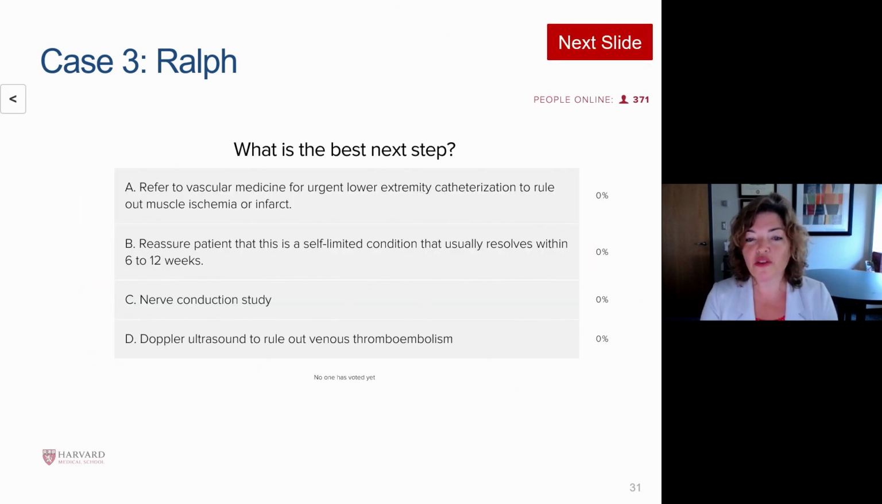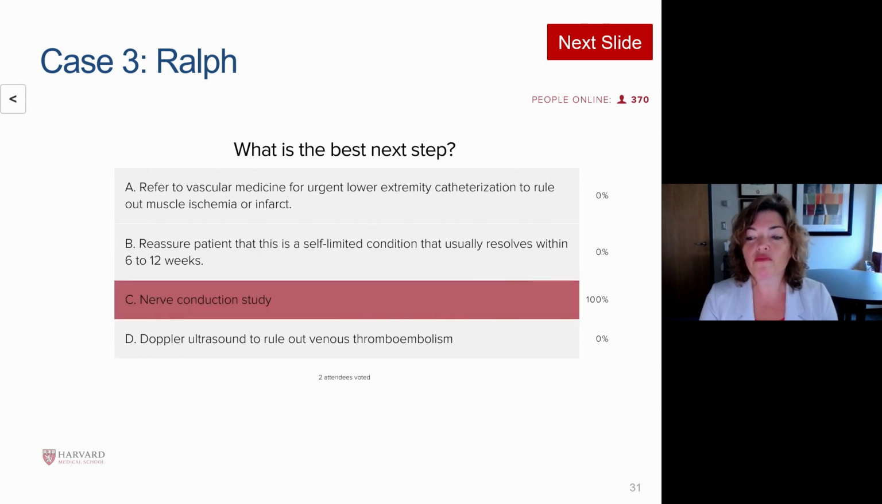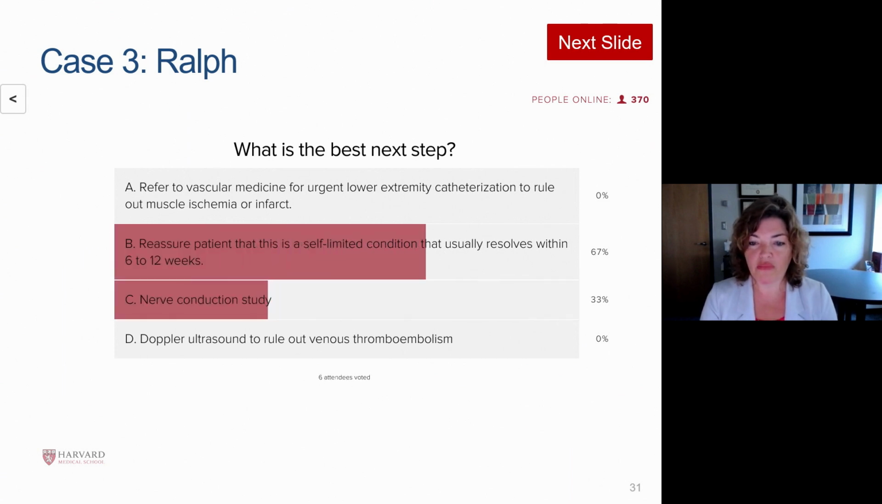Okay, what is the best next step for this patient who developed acute pain in the thigh? Refer to vascular medicine for urgent lower extremity catheterization, reassure the patient, nerve conduction study, or a Doppler ultrasound to rule out a DVT.